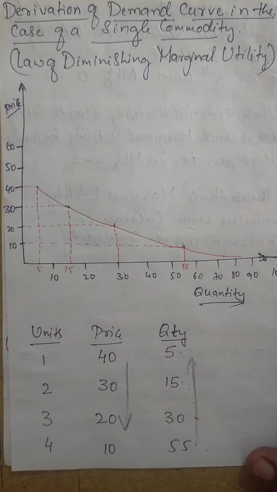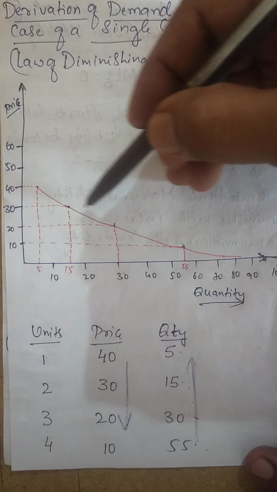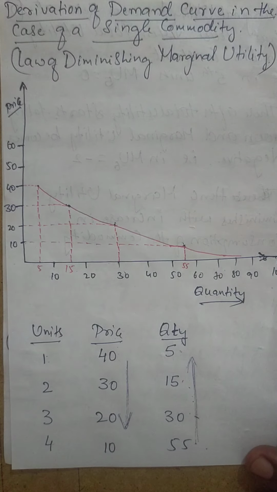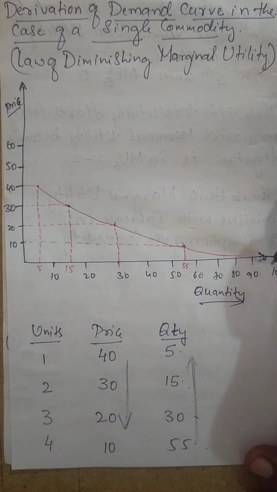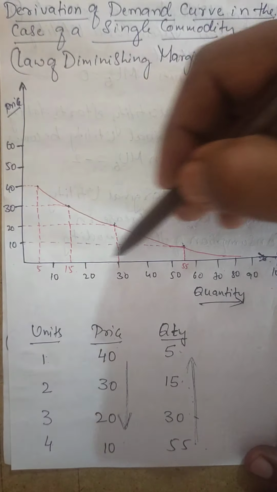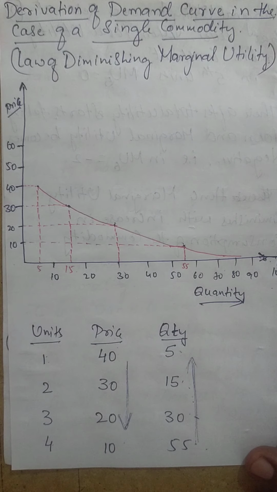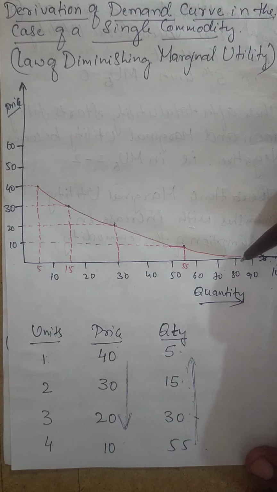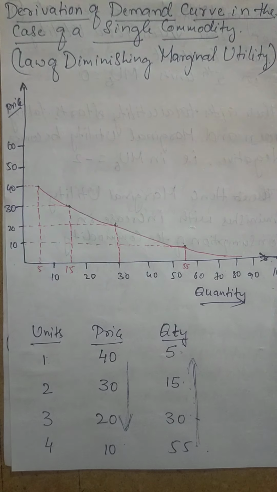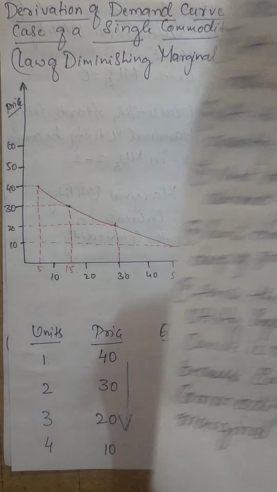Based on the price factors. The downward-sloping demand curve shows that at the lower price of commodity X, see, this is the lower price, 10 rupees, the individuals are willing to purchase the maximum quantity of goods.